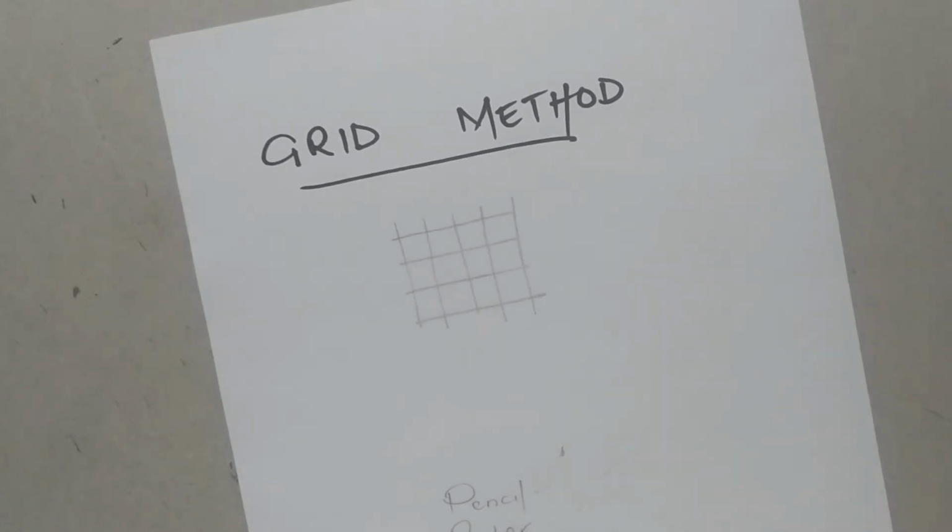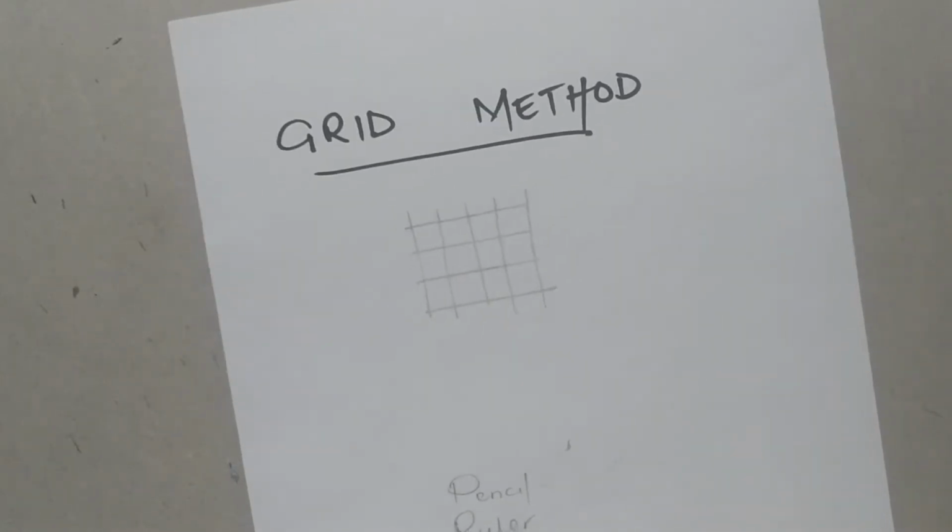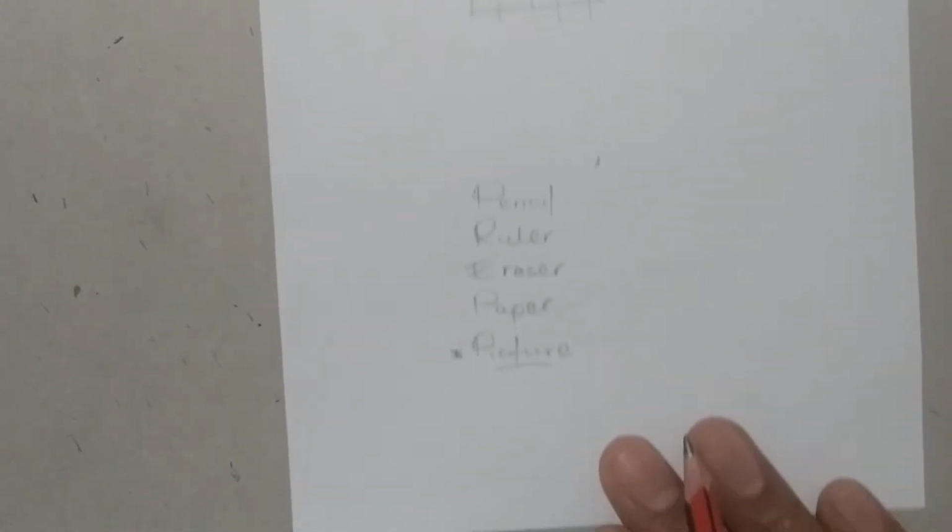So this method is used by artists whenever they want to make a copy of an image, or reproduce an image and capture all the proportions and the likeness of the original image. So this method is ideal for that. Now, what do you need for this to take off? There are very basic things that you need.